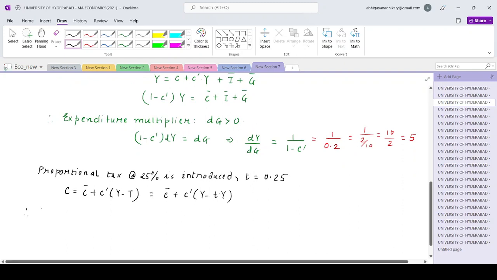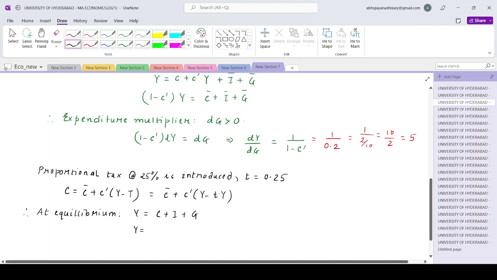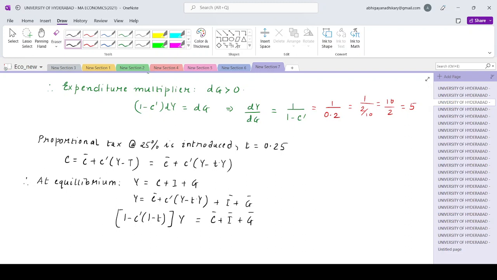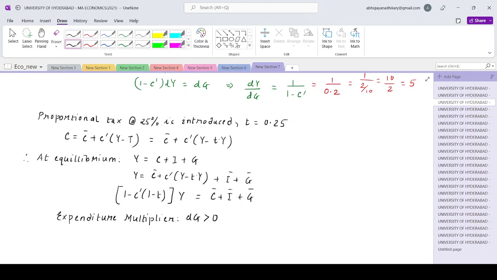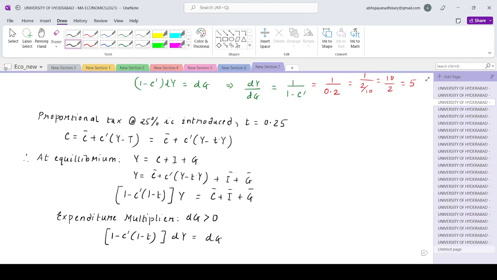So now at equilibrium, what are we having? Y equals, again, similar expressions will be evaluated. C is equal to C bar plus C prime into Y minus tY, plus I bar plus G bar. So we get 1 minus C prime into 1 minus t times Y is equal to C bar plus I bar plus G bar. Now again we'll consider the expenditure multiplier, for which we will have dG greater than 0. So 1 minus C prime into 1 minus t times dY is equal to dG.